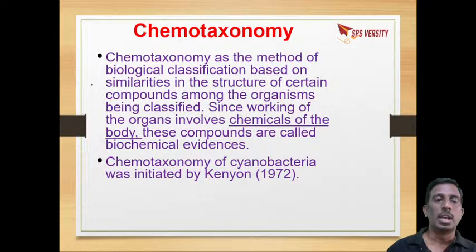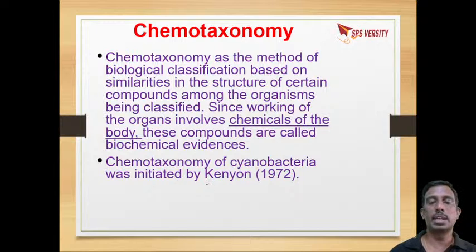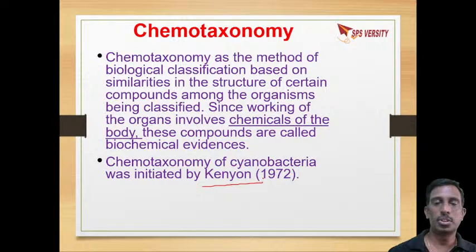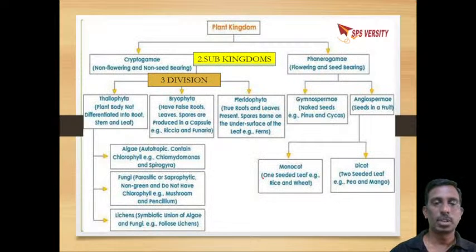And when it comes to another type of taxonomy, that is chemotaxonomy, it is classification based on chemicals of the body. Every organism's cells are made up of a lot of chemicals. The chemotaxonomy of cyanobacteria was initiated by Kenyon. So till now we have studied artificial system of classification, natural system, phylogenetic, numerical taxonomy, cytotaxonomy, and chemotaxonomy.